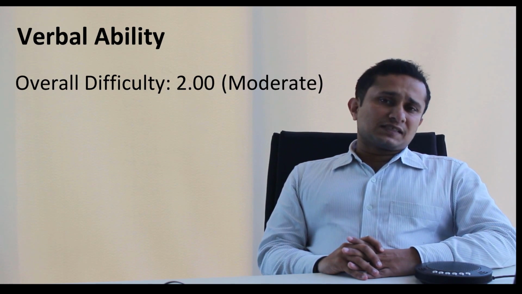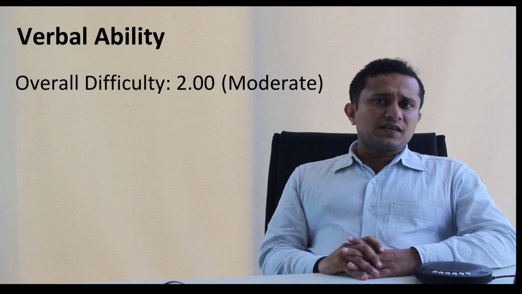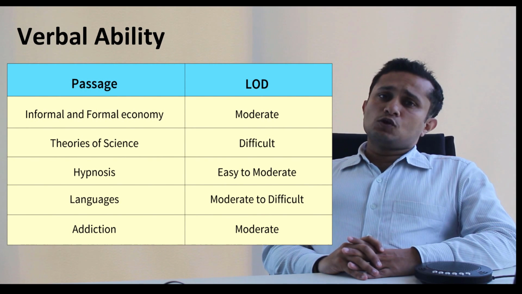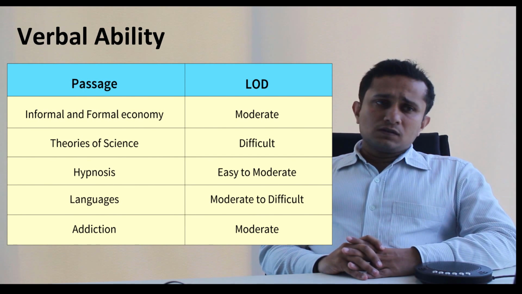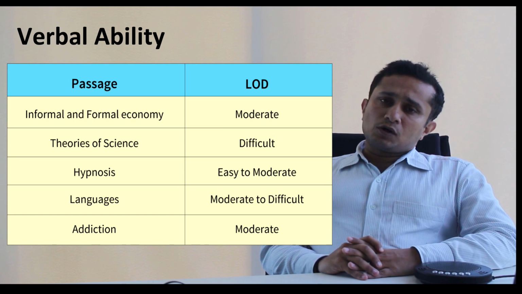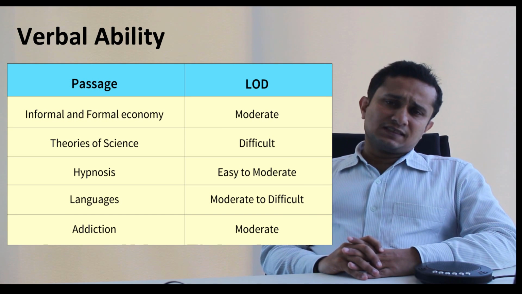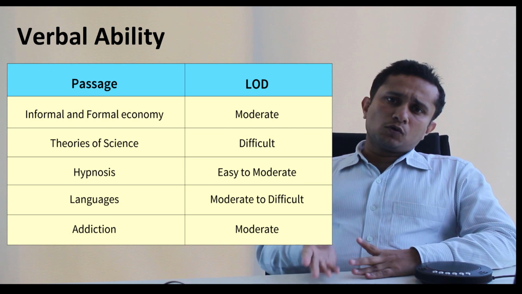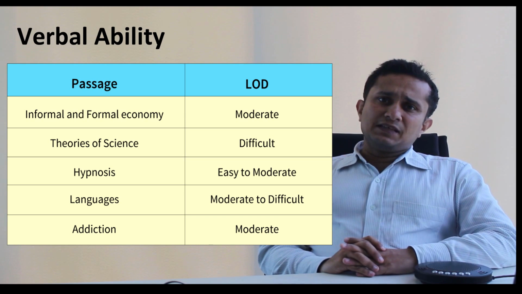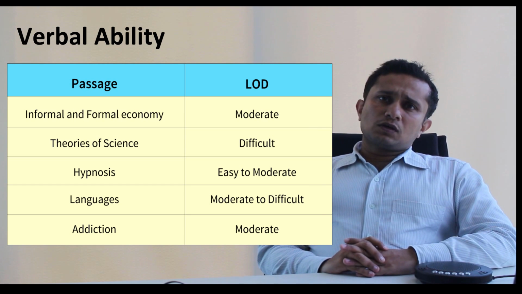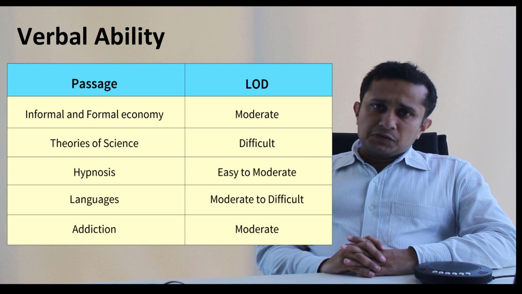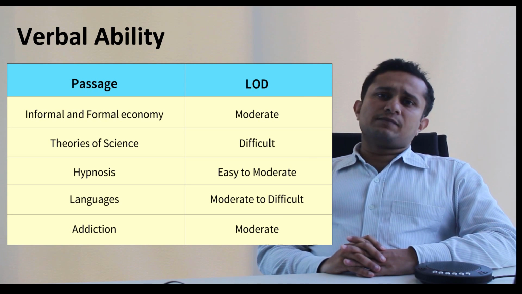So what were the RCs? Let me first start with the RCs that we had in this section. There were 3 reasonably doable RCs. One was on formal and informal economy, one was on hypnosis, and one was on addiction. Addiction of not only substance abuse along with social media. So these 3 were the ones which were RCs that could be called easy to moderate or moderate, and these were the ones that should have definitely been attempted.